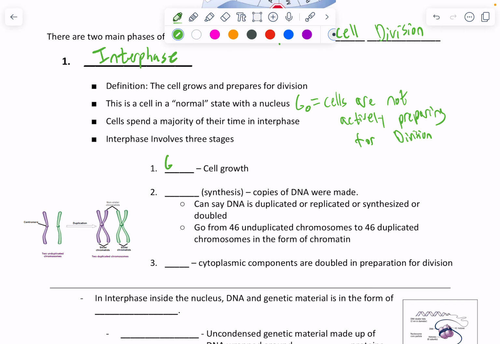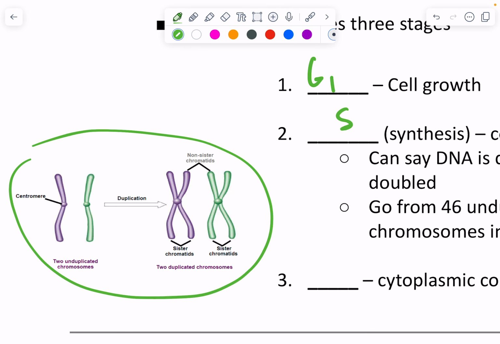So the first step in interphase is G1, where the cell is just growing. The second step is the S phase. S stands for synthesis. This is where all of the DNA needs to copy itself. All right, so if we look over here, we can see two unduplicated chromosomes. And then after the S phase, we have two duplicated chromosomes. So if we were counting the amount of chromosomes, we'd say there's two chromosomes here, there's two unduplicated chromosomes here, and then there's still two chromosomes here. So it's still 2 to 2, and that is going to be important when we start counting our chromosomal number. But we just say we go from two unduplicated to two duplicated.